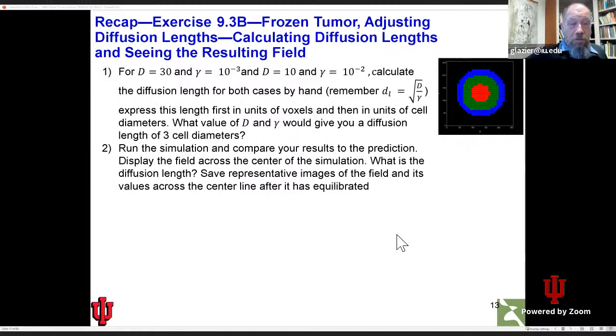Those are good things to get used to doing roughly in your head. You don't need the exact values, but knowing, is it 1 cell diameter, 10 cell diameters, 100 cell diameters, that's important. So that gives you a sanity check on what you're doing. And then try running it and ask the question, when you use this, do you actually see a diffusion length of 20? And when you run the second one, do you see a diffusion length of 3? What happened? Does anybody have a result they can show?